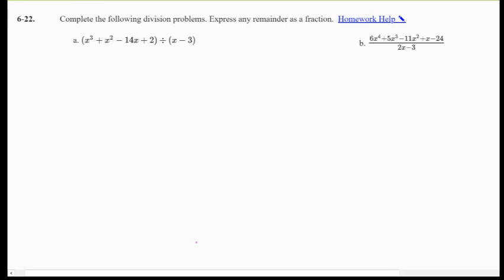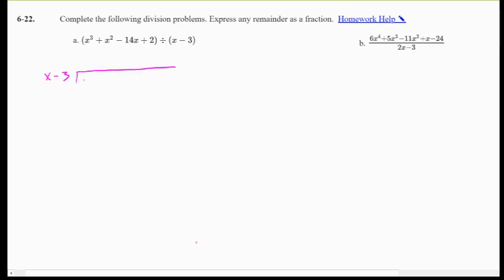Here I'm asked to complete the following division problems, expressing any remainder as a fraction. So a couple different methods we can use to divide. I'm going to go ahead and do long division on the first one, and then I'll do the box method on the second, just to show multiple methods. You can really choose whichever ones you want.